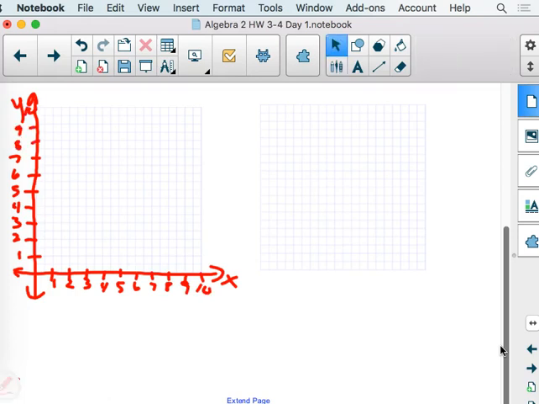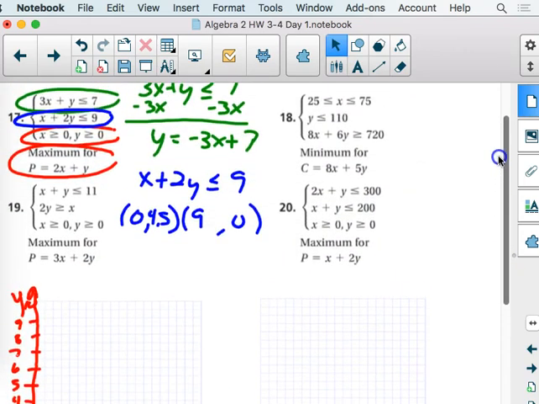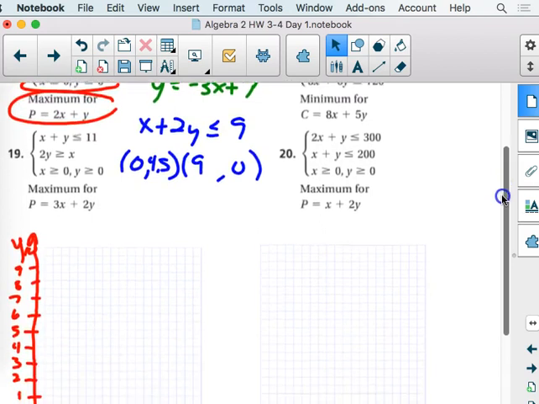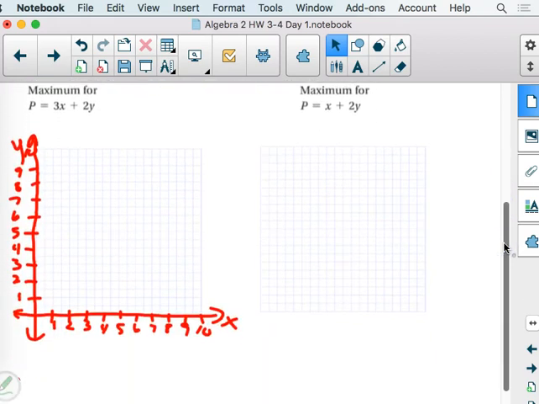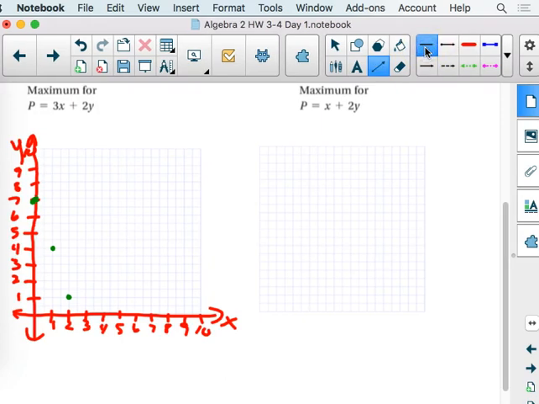All right, so I want to keep things color-coded. In the green, I had negative 3x plus 7. So I'm going to go up to 7. And then I have to go down 3 and over 1. So 1, 2, 3, 1. 1, 2, 3, 1. Now if I had a straight edge, I would use that. On here, I could cheat and use my straight line drawer.